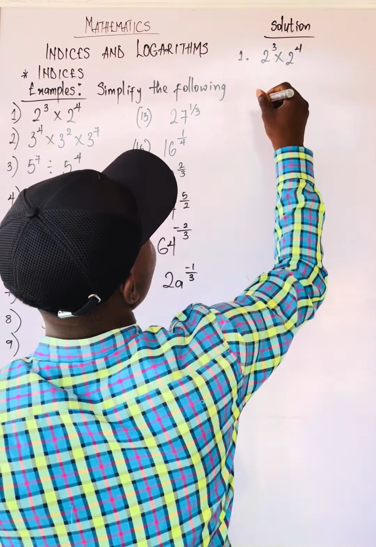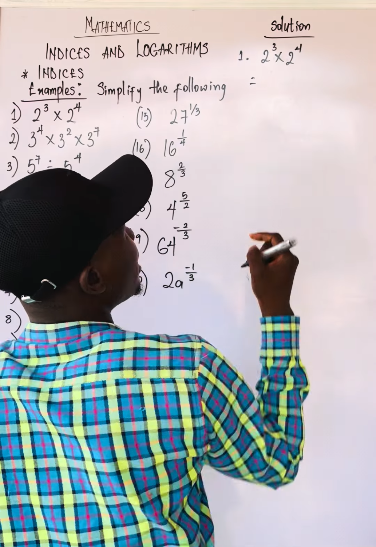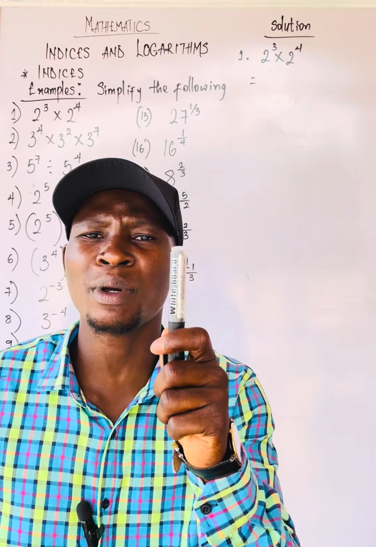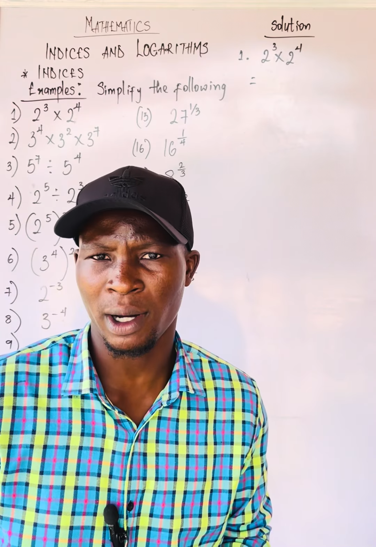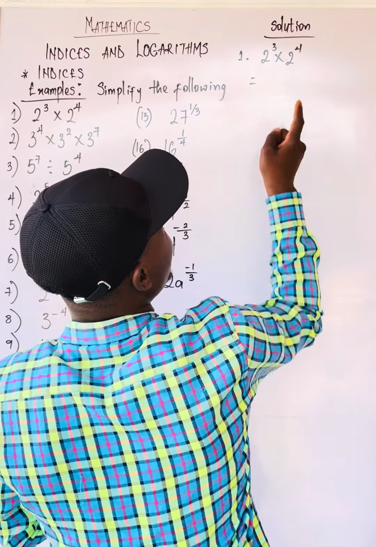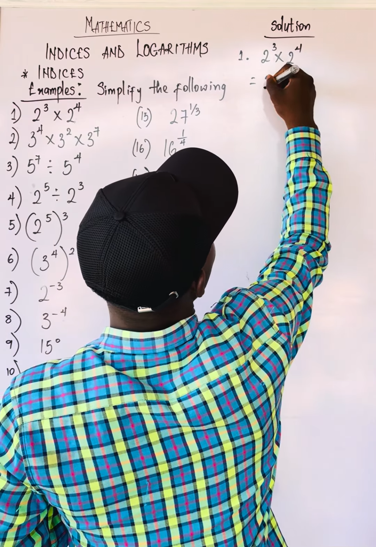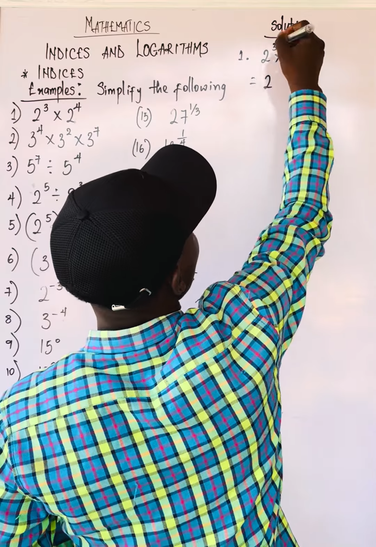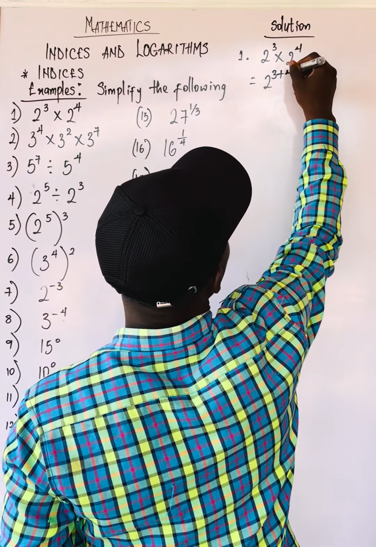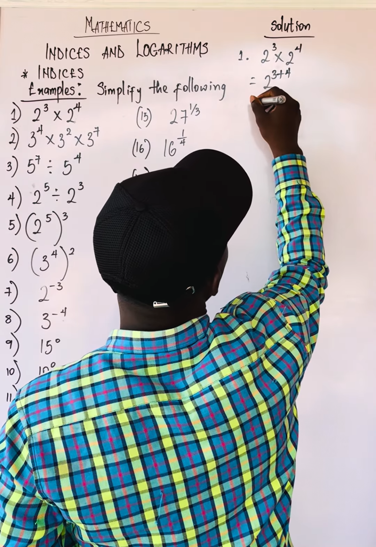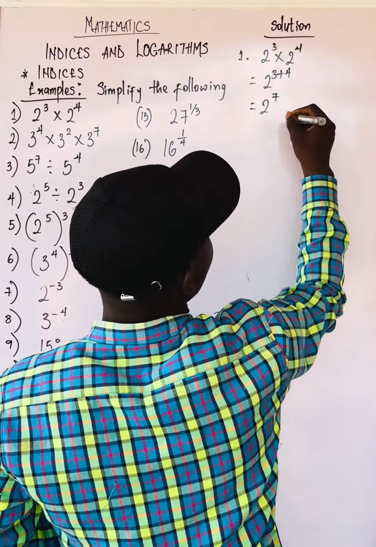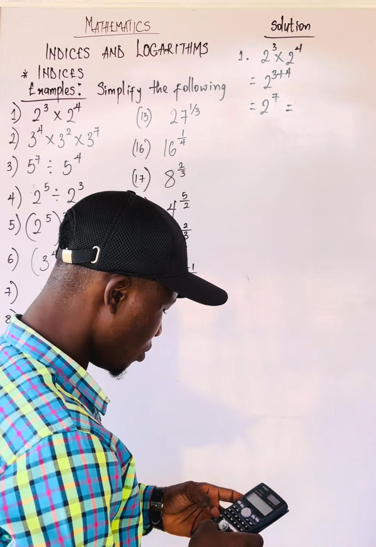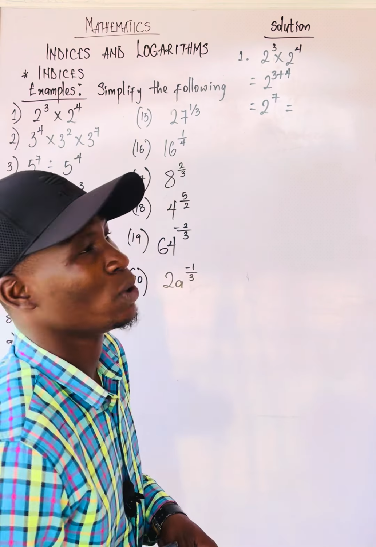Now how do we solve it? I told you that when they have the same base and it's multiplication, you pick one base and you add their powers. So you see that they have the same base. You pick one base, which is 2. Since it is multiplication, we add the powers. That will be 3 plus 4, which gives us 2 to the power of 7. And 2 to the power of 7 will give us 128.